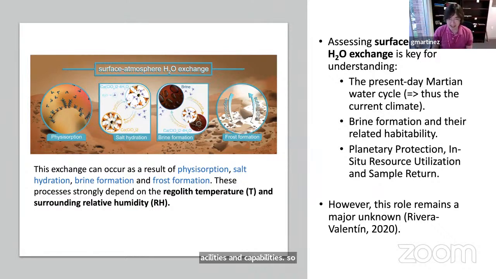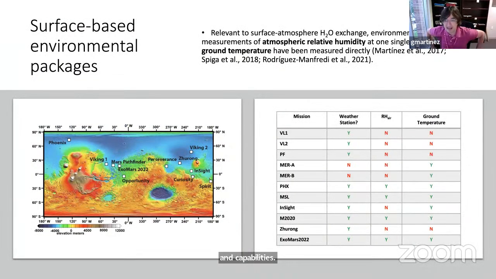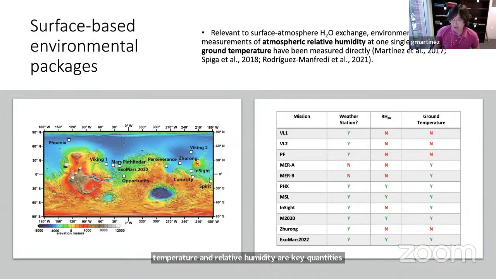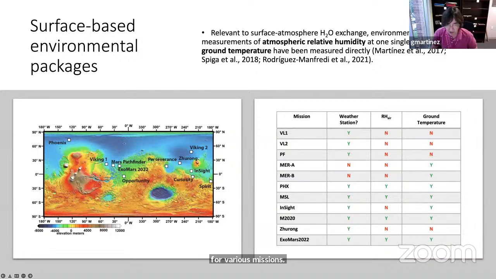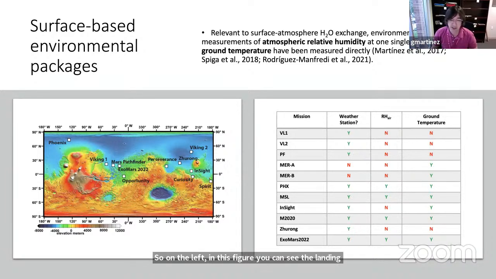So let's start with the in-situ data. And let's start with the good news here. As I mentioned in the previous slide, ground temperature and relative humidity are key quantities to understand these processes. We have measured atmospheric relative humidity and ground temperature for various missions. So on the left, in this figure, you can see the landing sites of all the successfully landed missions on Mars. And on the right, you can see a similar table to the one Claire showed.